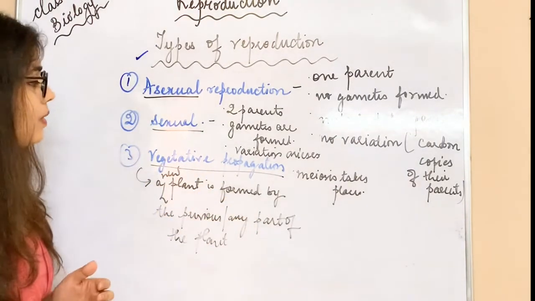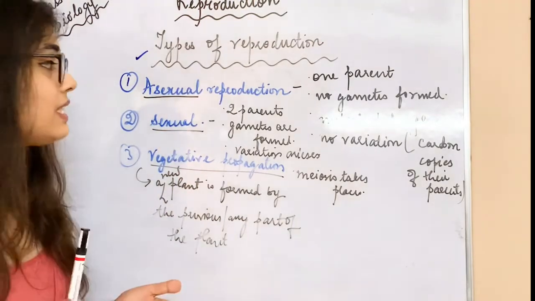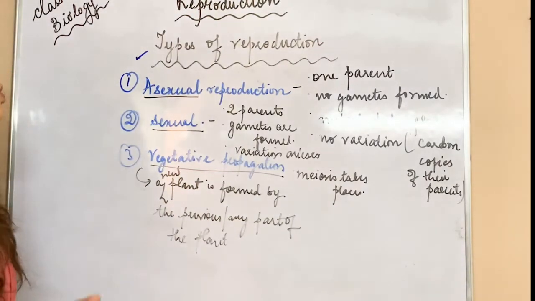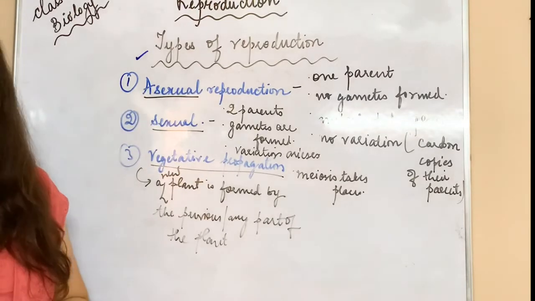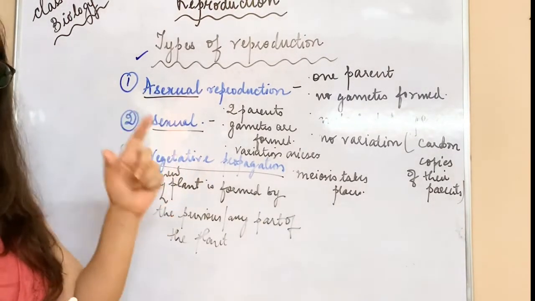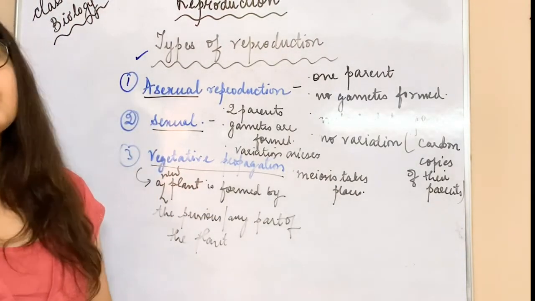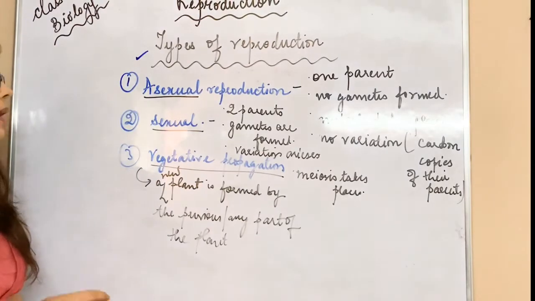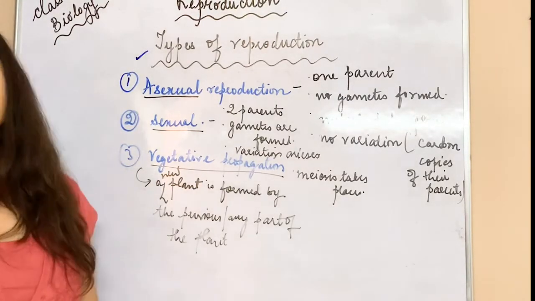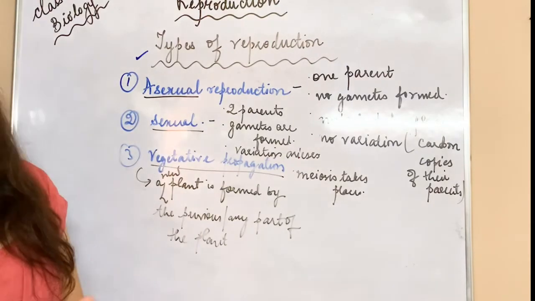Vegetative propagation also happens through roots, stems, and leaves. That also we will study in detail in the next videos, when we will be studying asexual reproduction in detail, that is, what the different types are. I have already told you the names, so those names will now be explained one by one: what is happening in asexual reproduction, then what will happen in sexual reproduction in plants and in animals, what vegetative propagation is, and what the various types are.